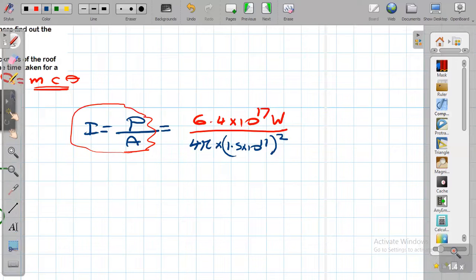solar constant එකේ වැලියු එක කීයද කියලා. 6.4 into 10 to the power 17 is going to divide by 4π, 1.5 into 10 to the power 11, square, and bracket and get the answer.